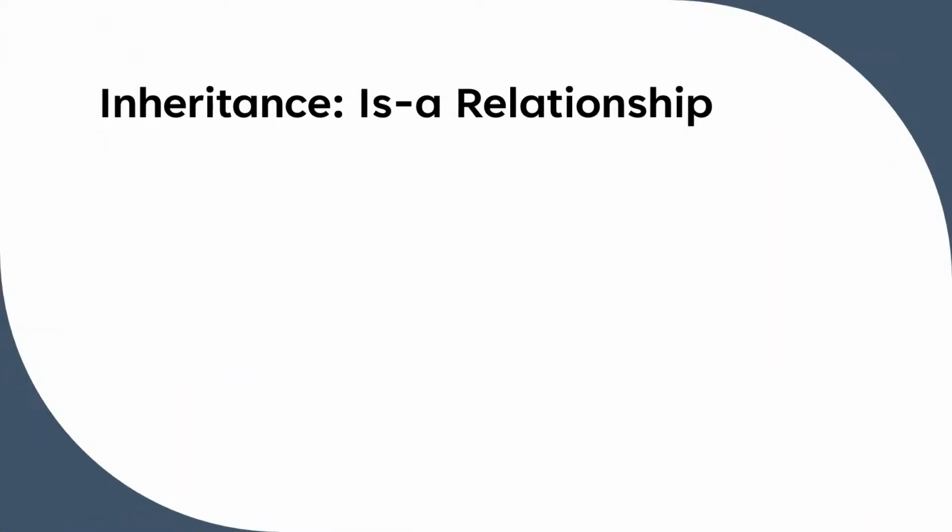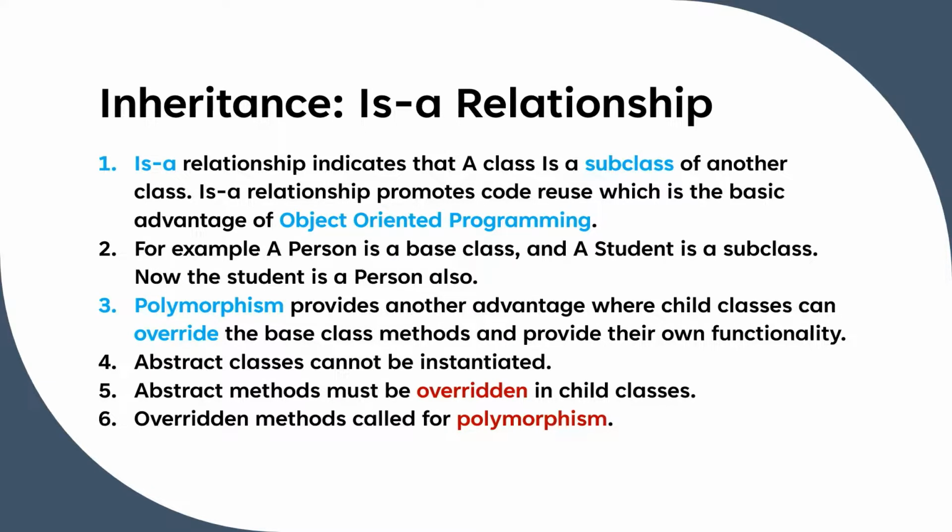Inheritance is an is-a relationship. An is-a relationship indicates that a class is a subclass of another class. It promotes code reuse, which is a basic advantage of object-oriented programming. For example, a person is a base class and a student is a subclass of the person class. Now, a student is also a person. Polymorphism provides another advantage where child classes can override the base class methods and provide their own functionality by overriding the base class functions. Abstract classes cannot be instantiated.